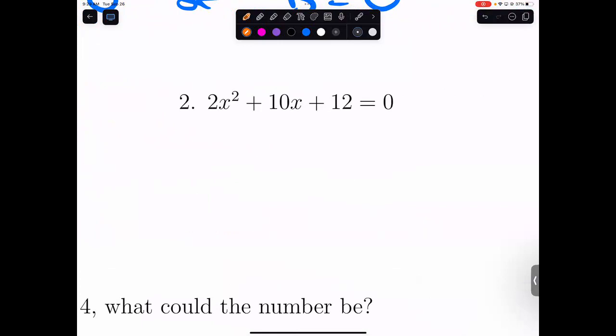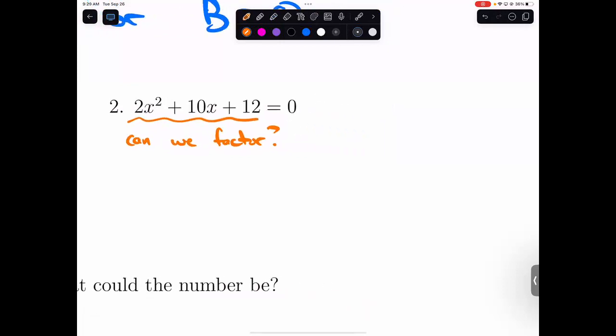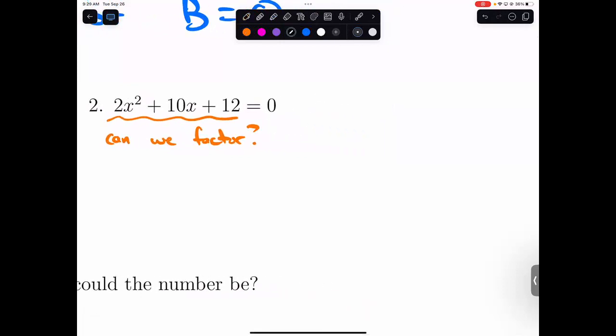Well, again, I've got equal to 0. So what I'm going to try to do is factor. And factor. Okay, so take the 2 out of everybody first. Okay, I like it.